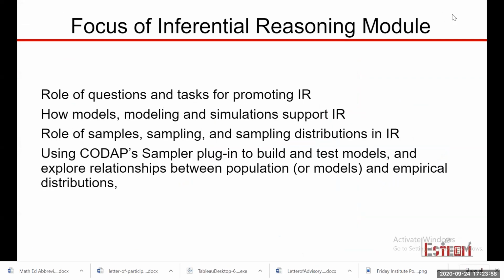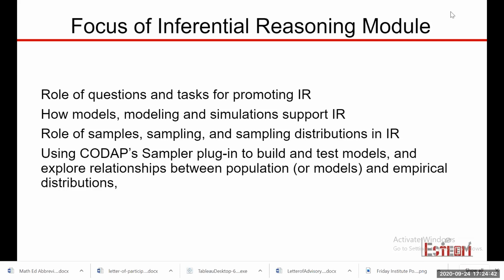So in the inferential reasoning module, we really focus on the role of questioning and how questions and tasks promote inferential reasoning. And we very purposely chose to label this and to focus on inferential reasoning rather than how do you teach inference. All right? We are not focusing on how do you teach your students to do a t-test. So that is not the purpose of this module. It is not about formal inference tests. It is about how do you promote inferential reasoning as a staple of statistical reasoning.